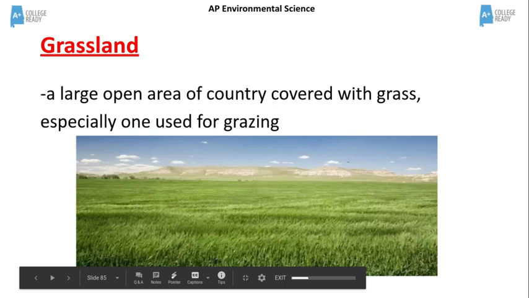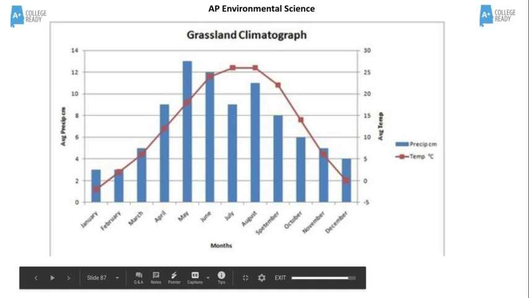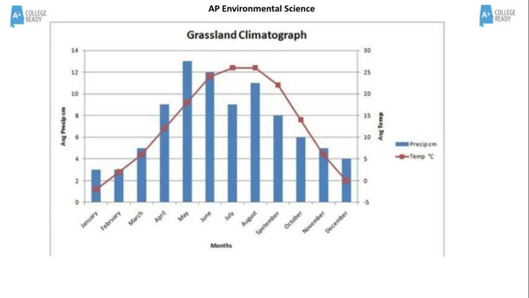A grassland is a large open area covered with grass. The climate in the grassland biome is characterized by low, irregular rainfall, high evaporation of water from the soil, and extreme temperature differences. In this grassland climate diagram, the temperature ranges from approximately 0 degrees Celsius to 25 degrees Celsius annually, with precipitation increasing in spring and summer.